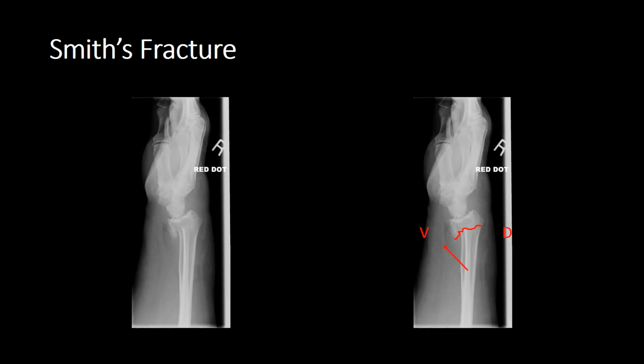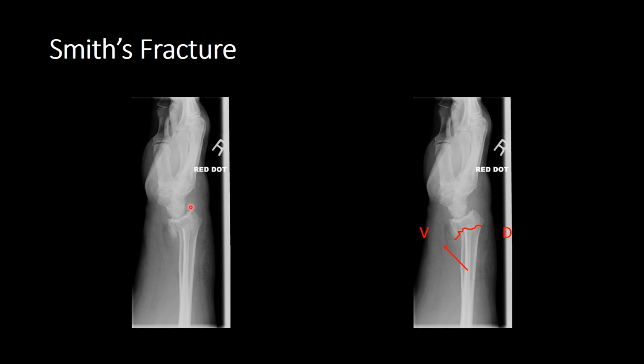And as always, our lateral view reveals all. We can see the distal portion of the proximal fragment lies here, and the proximal portion of the distal fragment is here. So we can see that the distal fragment has displaced volarly, and is angulated volarly in relation to the proximal fragment. So therefore this is your Smith's fracture.